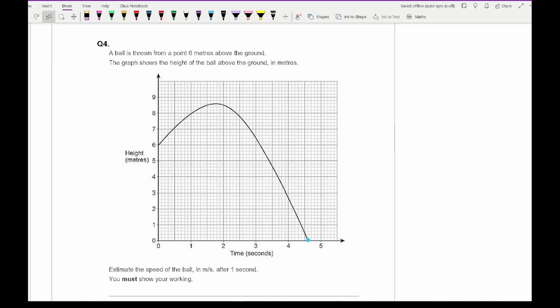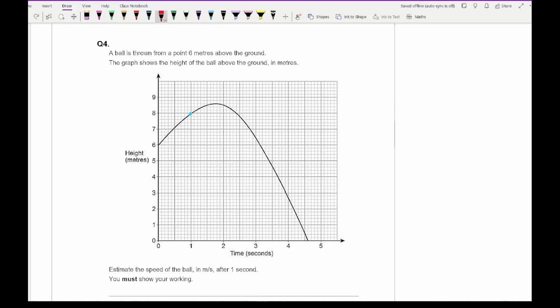So moving on to question 4, it says that a ball is thrown from a point 6 meters above the ground. The graph shows the height of the ball above the ground in meters, and the question is asking us to estimate the speed of the ball in meters per second after 1 second. And it says you must show your working out. So what we need to do here is first of all mark 1 second, which is here, and then what we now need to do is draw a tangent at that point.